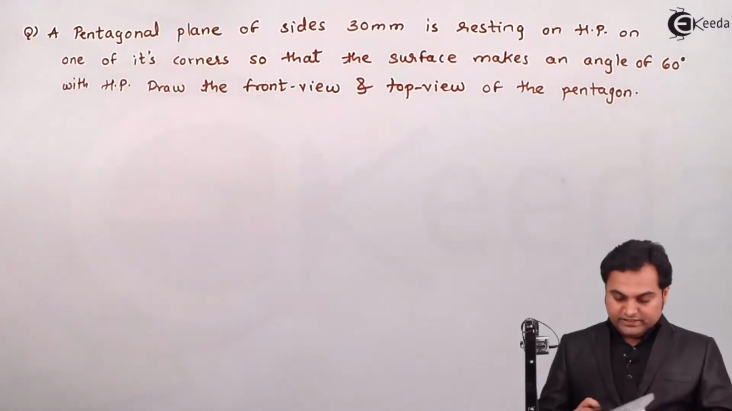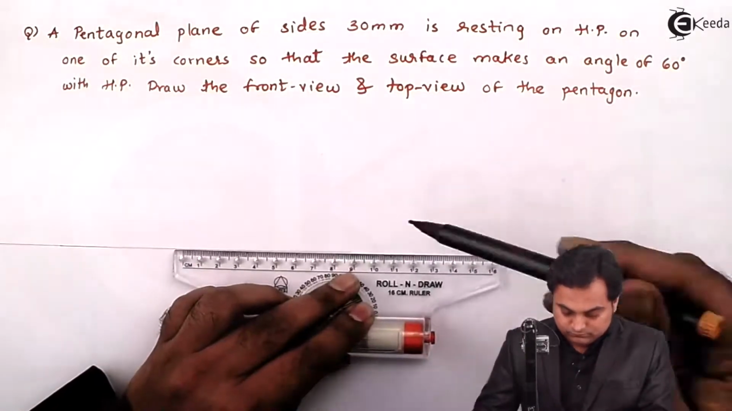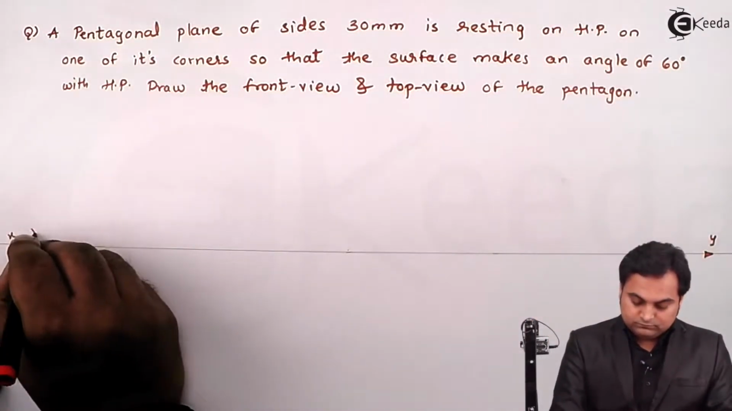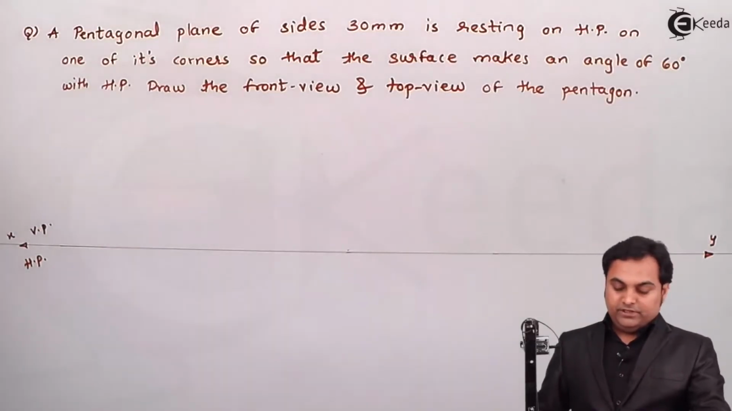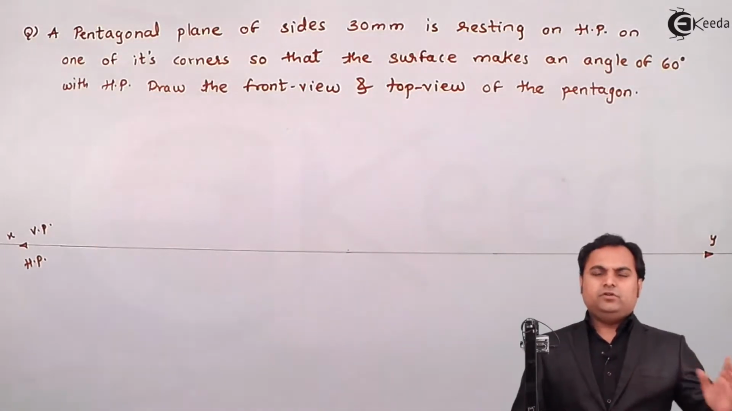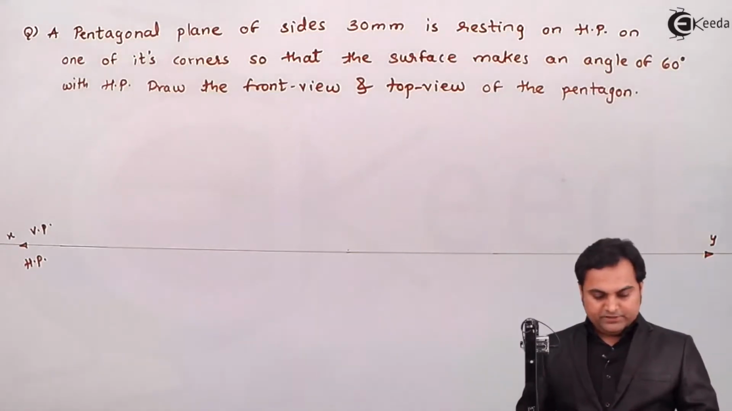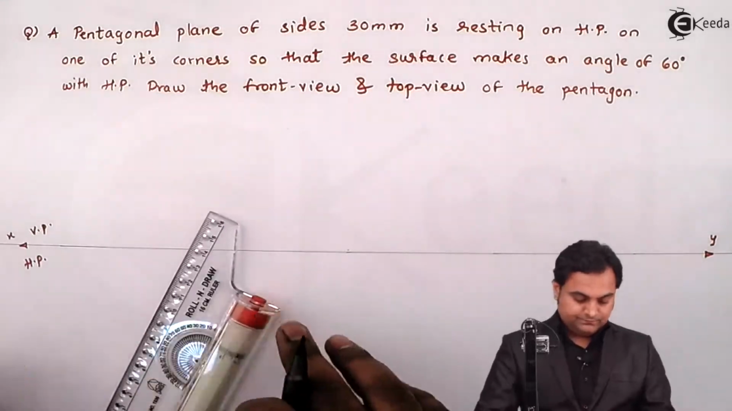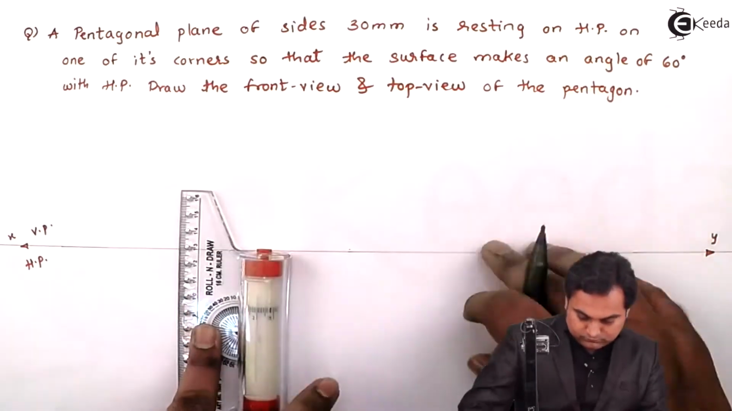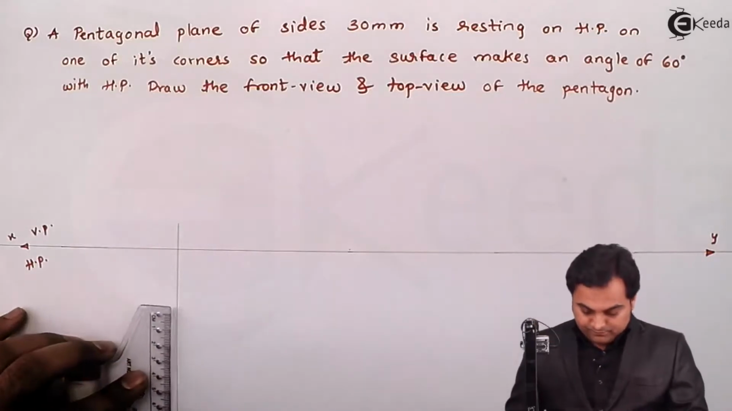First, I'll draw the XY line here. The question is, a pentagonal plane of sides 30 mm is resting on HP on one of its corner. That corner we have to take it onto the left hand side, because in case of planes the left hand side is the reference for us. So I'll draw the pentagon resting on the corner. The side of the pentagon is 30 mm.